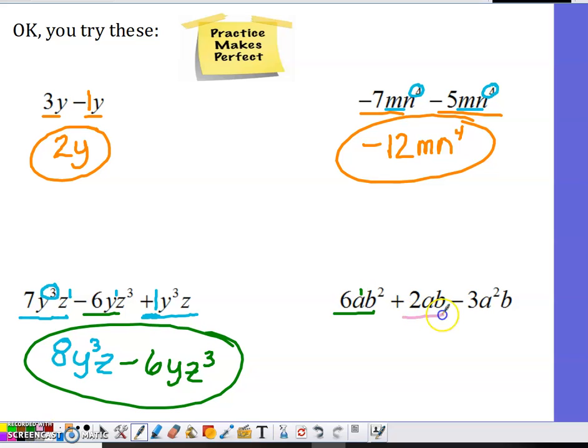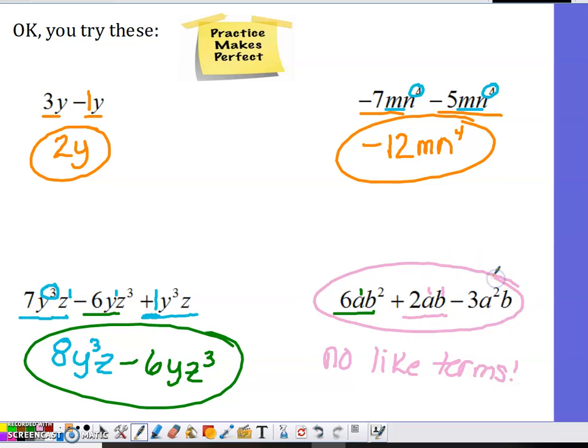Well, the middle term has just an a and a b. Does this last term have just an a and a b raised to those first powers? No, the a is raised to a 2nd power. So technically in this last problem, there are no like terms. So if you come across a problem like this on your homework or the quiz, you would just go ahead and circle it because there is nothing there that you can combine.